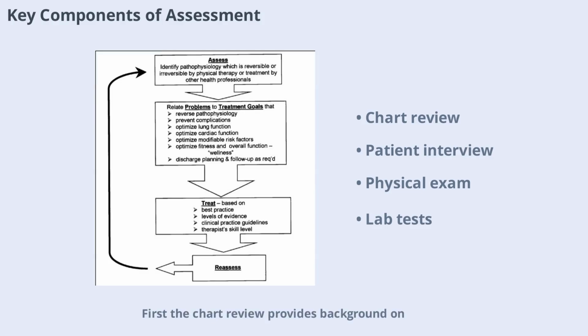First, the chart review provides background on the patient's medical history and current status. The interview allows the therapist to understand symptoms, limitations, and patient concerns. The physical examination focuses on respiratory and cardiovascular systems, while lab tests and investigations provide objective data. Together, these components create a complete picture, guiding the therapist in identifying problems and setting treatment goals.